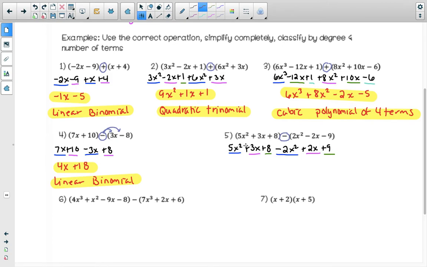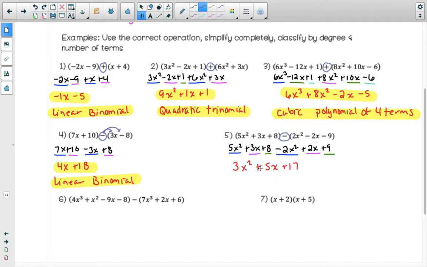So we go with 5x squared and negative 2x squared, which is a positive 3x squared. Then we have our linear part, our positive 3x and positive 2x, which give us a positive 5x. Then we have our constants, a positive 8 and a positive 9, which give us a positive 17.